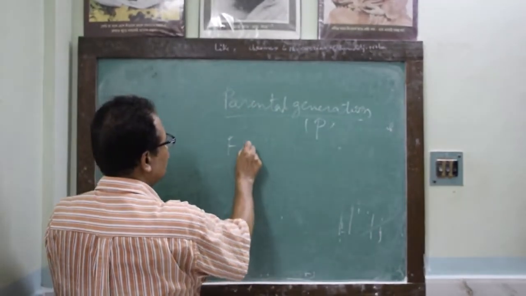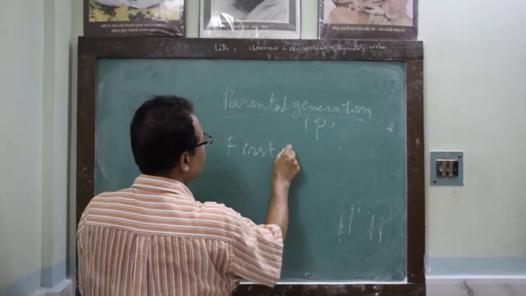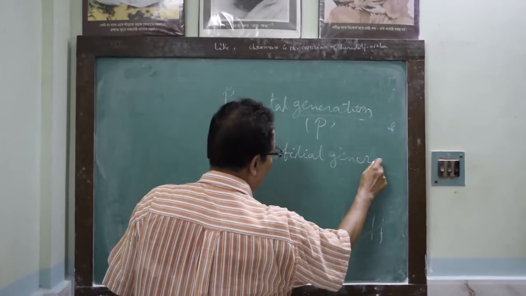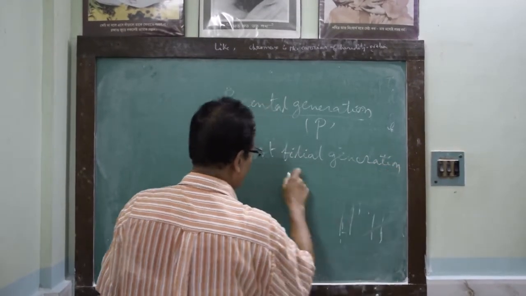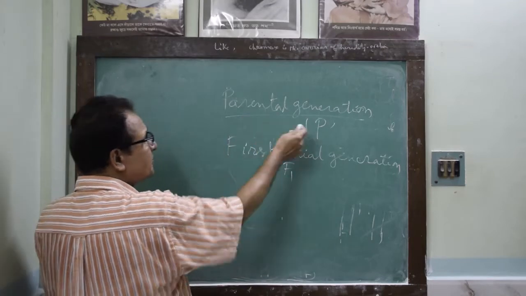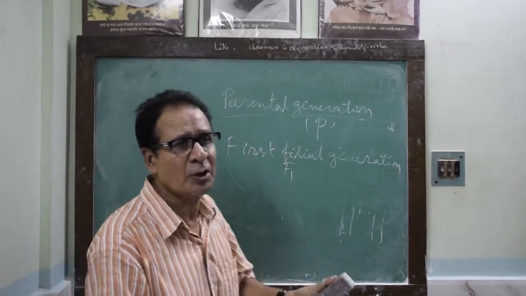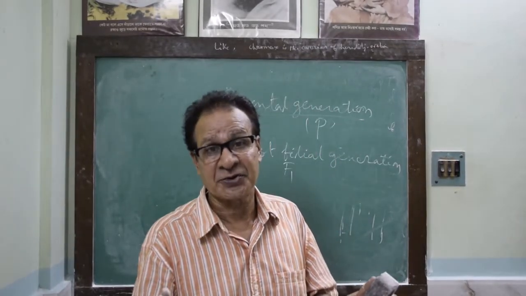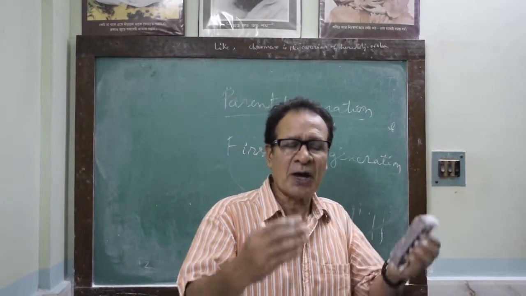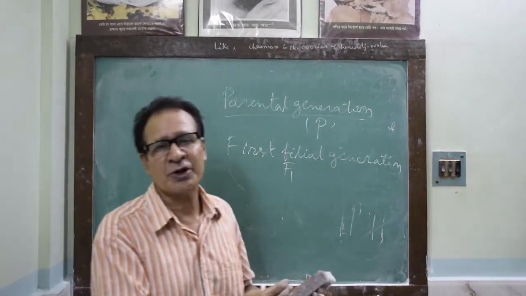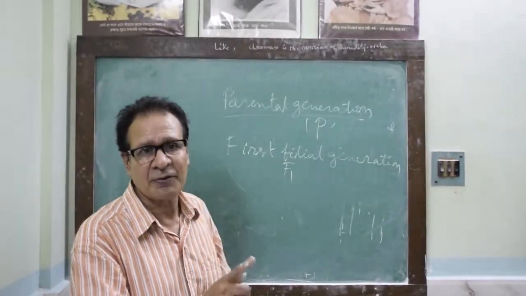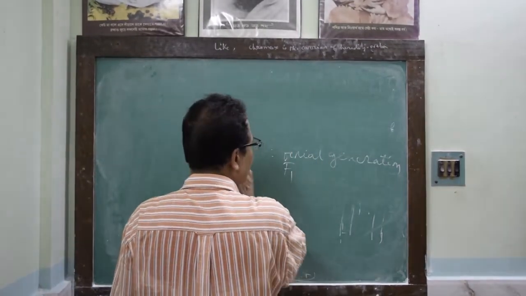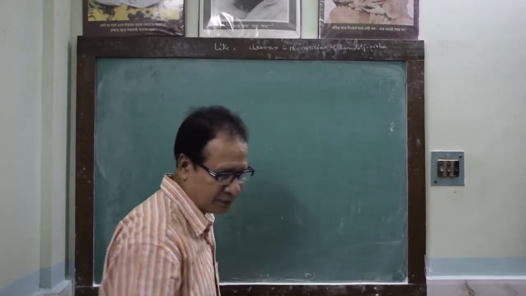First filial generation, or F1, is denoted by F1. The offsprings produced by the cross between the organisms of the parental generation are known as the first filial generation, F1. Similarly, from the F1 generation, the F2 generation is formed. That is the second filial generation. Now we complete the different terms.